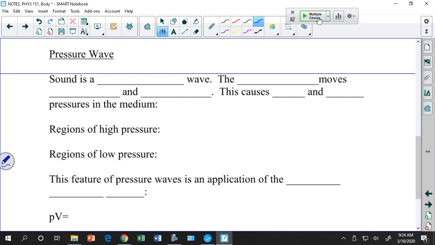Okay, so let's look at pressure waves. These are sometimes called compressional waves.